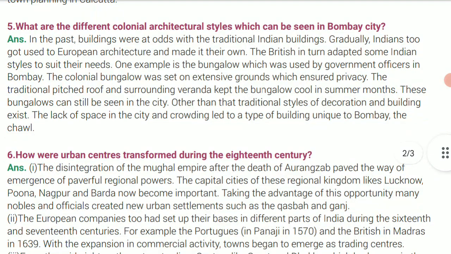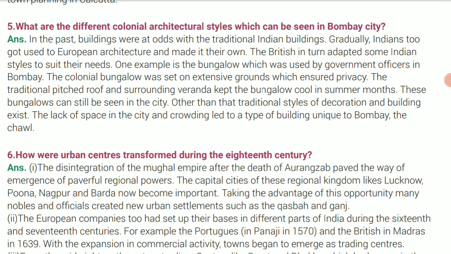The fifth question: what were the different colonial architecture styles which can be seen in Bombay? So in the past, buildings were at odds with the traditional Indian buildings. Gradually, Indians too got used to European architecture and made it their own.